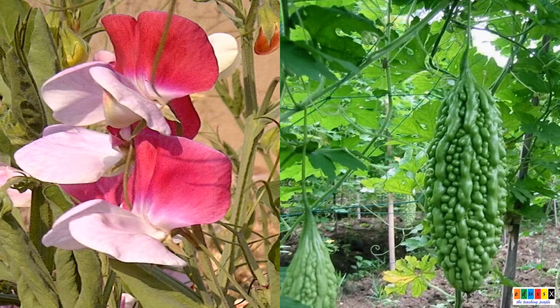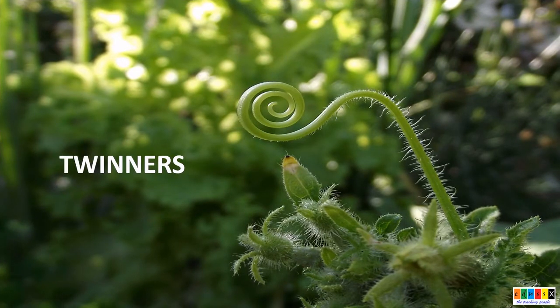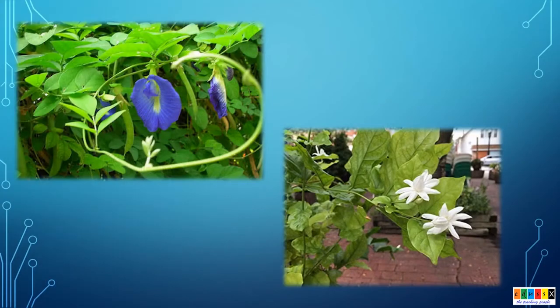Next one is the twiners. Some plants have weak stems and they cannot stand straight on their own. So they search for a support to climb in order to survive. Examples are clitoria and jasmine.